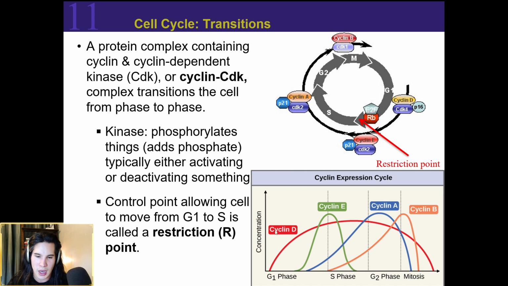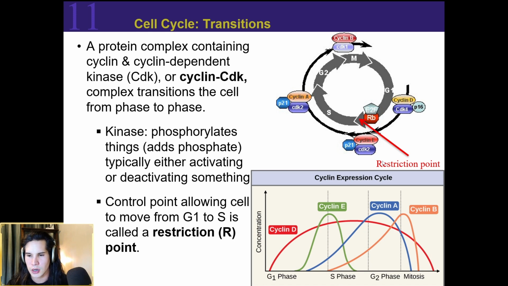So that's kind of how you transition from one phase to another. Fun fact, cyclin A is actually involved in expressing all of the proteins associated with DNA replication, which is precisely what happens in S phase.